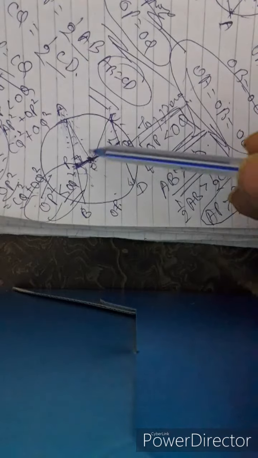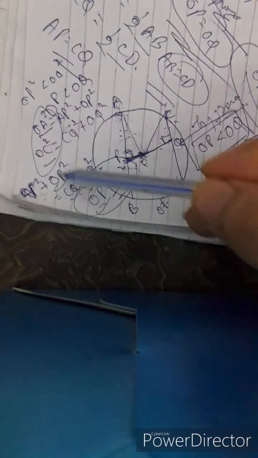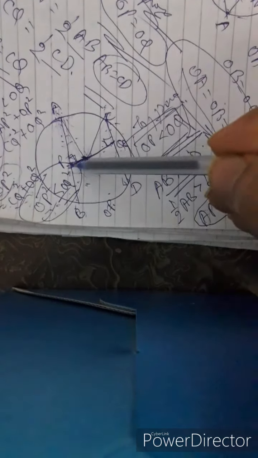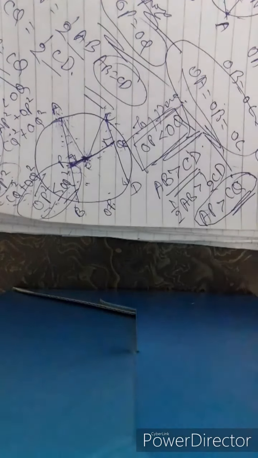Now we have AP greater than CQ, so AP square should be greater than CQ square. So what satisfies this formula, AP square plus OP square equals CQ square plus OQ square, when AP square is greater than CQ square? That is, OP square should be less than OQ square. As a result, OP is less than OQ, and hence it is proved that the larger chord, that is AB, is nearer to the center O, since OP is less than OQ.